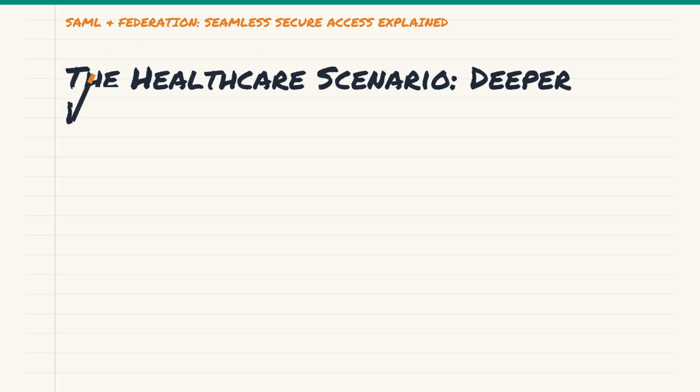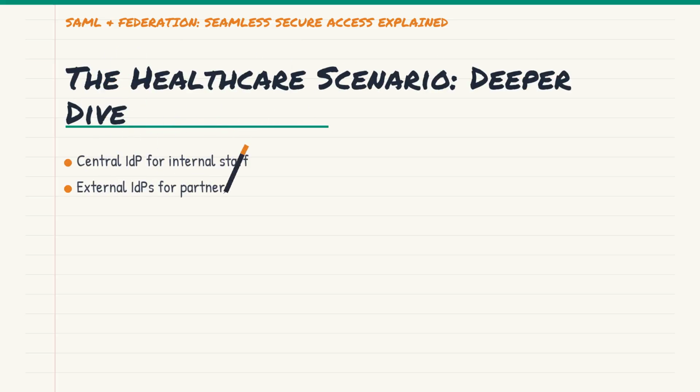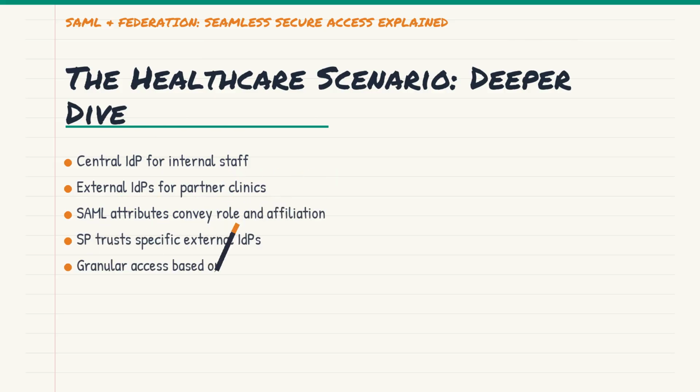In our healthcare scenario, the hospital's IDP acts as the central trust anchor for its internal users. For external clinics, they might have their own IDPs, or the hospital might act as a home realm discovery service, directing users to their respective IDPs. The SAML assertion from the clinic's IDP would contain not just the doctor's identity but potentially crucial attributes like their specialty, affiliation, and even a unique identifier that maps to the hospital's internal roles. The hospital's EHR system, the SP, would be configured to trust assertions from these specific external IDPs.